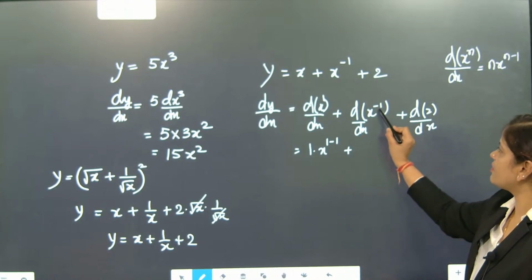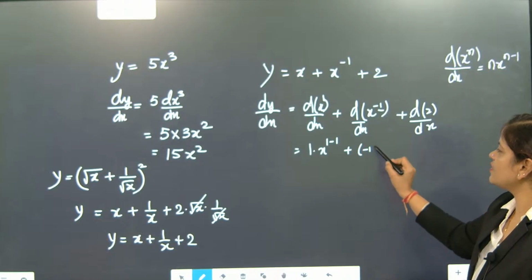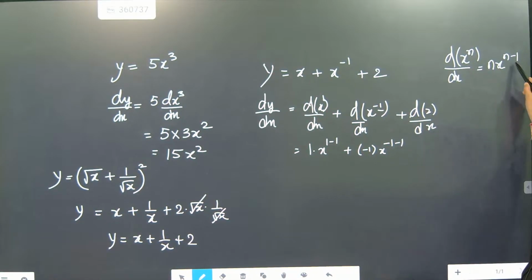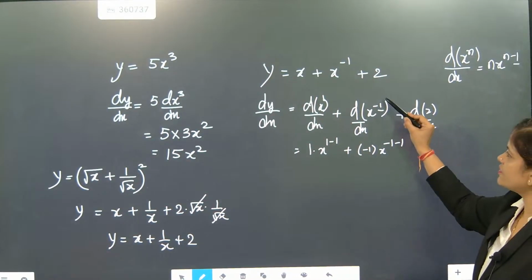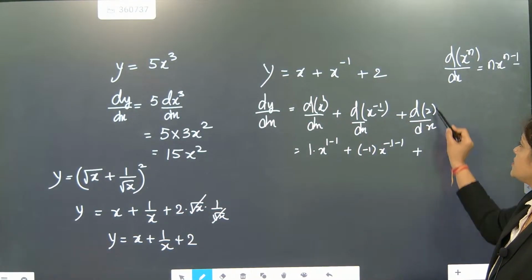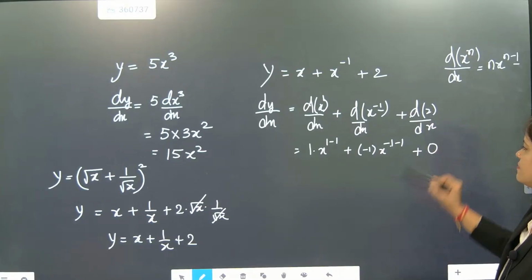Now here what is the power? Minus 1. So minus 1 will come here. X to the power minus 1 minus 1, because here minus 1 is there. So here instead of n, minus 1 is there. So minus 1 minus 1. Plus differentiation of constant will become 0.